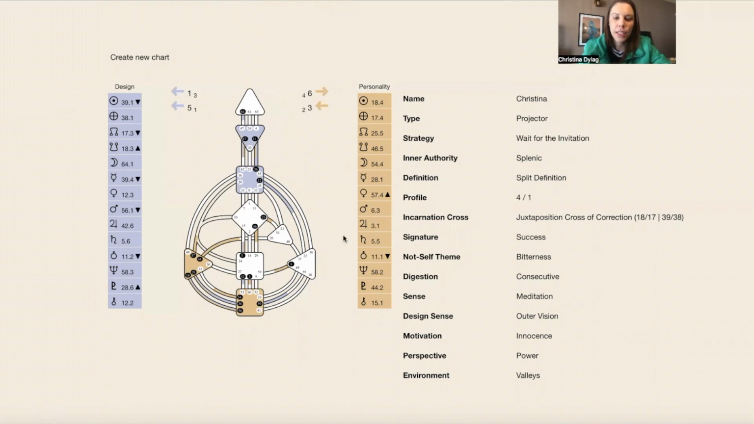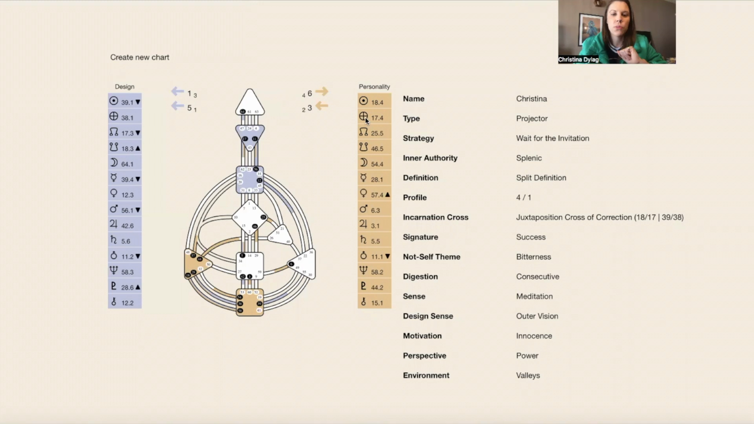On the right-hand side, you see all of these numbers here. All of these different boxes correlate to different planets and different astrological placements. So the first is the sun. This is the earth. The earth is unique to human design. You won't see this in astrology. You won't see the earth sign in astrology.